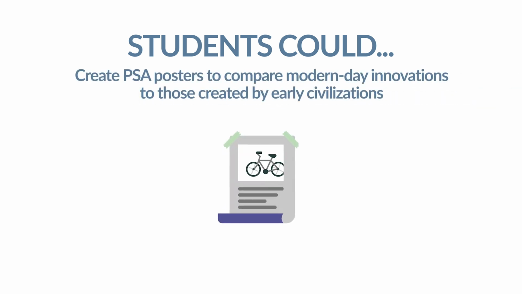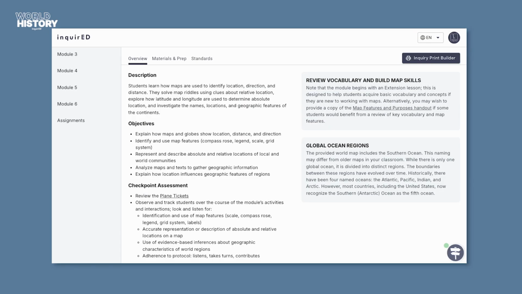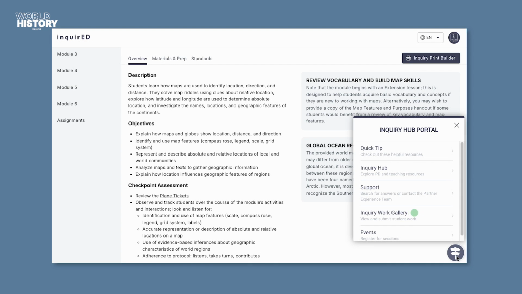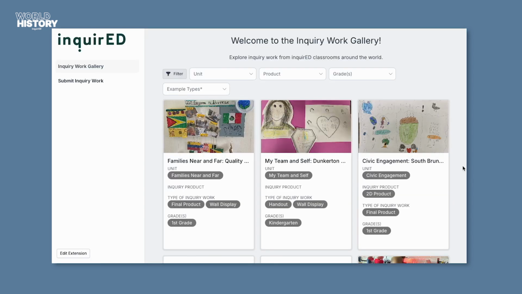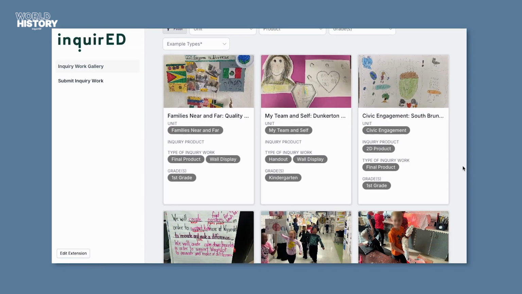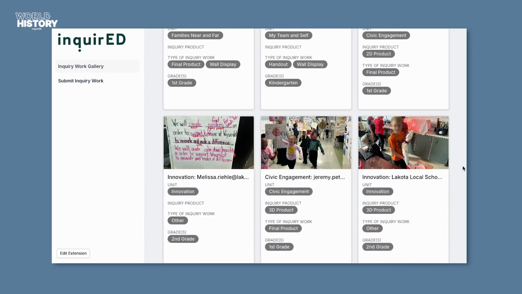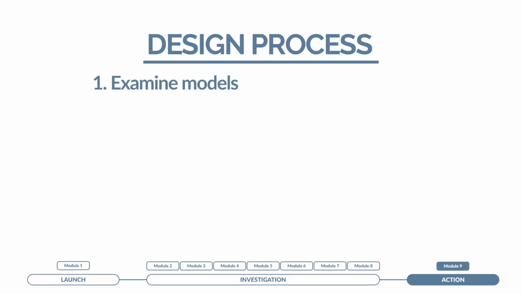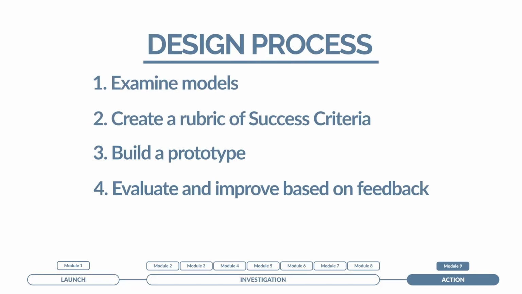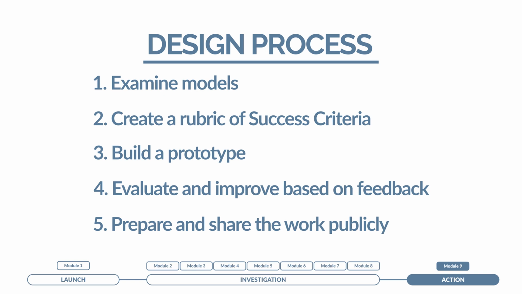Or create PSA posters to compare modern-day innovations to those created by early civilizations, including advice about how to use innovations in ways that are mindful of both historical wisdom and modern needs. And you can always check the Inquiry Work Gallery for more inspiration. These examples come from InquireEd's partners across the country and around the world. Whatever product they create, Module 9, the action module, will guide students through the design process step by step.